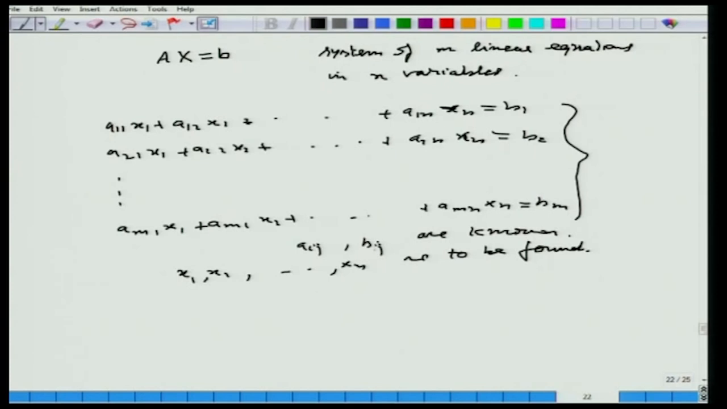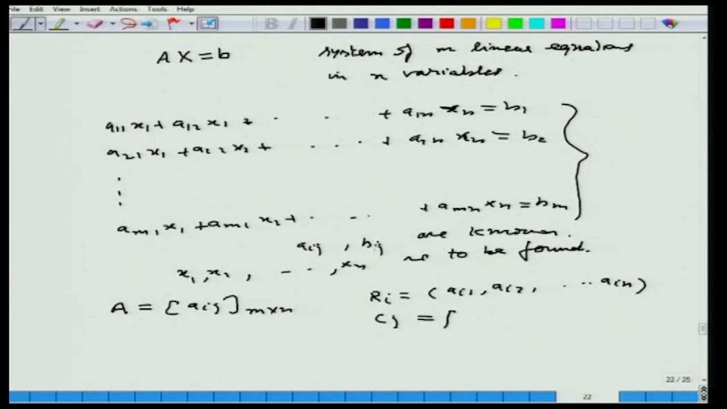Now, here we know that if we consider this matrix A, this is actually aij, m by n. So we have the concept of rank of the matrix. The ith row Ri is ai1, ai2, ..., ain, and similarly you have the column Cj, that is c1j, c2j, ..., cmj, with i equal to 1, 2 to m and j equal to 1, 2 to n. So these are m rows and n columns here.